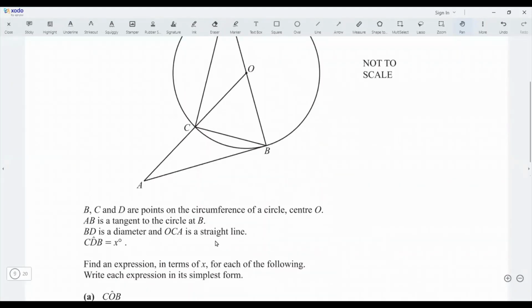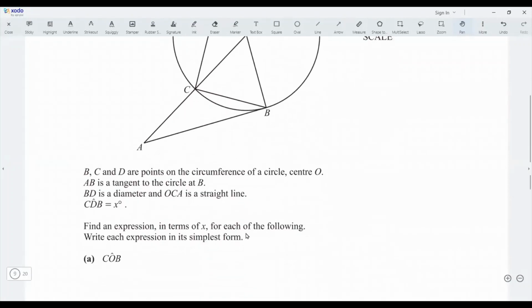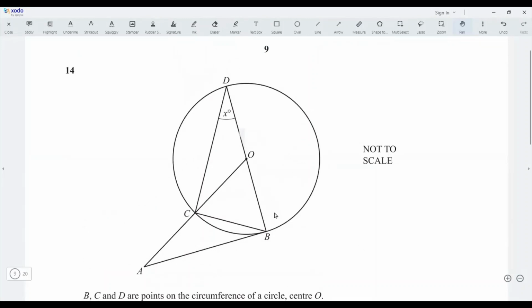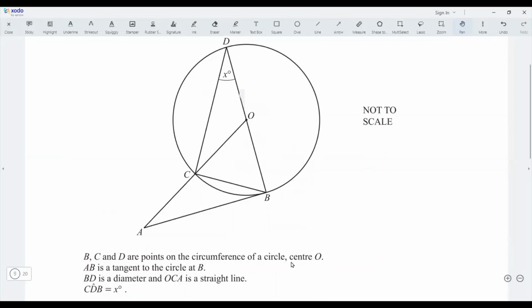So what we have to do is write down an expression in terms of x, because all the other values are not given. Expressing in terms of x. So what we have to do, COB. Where is the COB line? O is the center. Remember, O is the center. Read that question clearly, you will understand O is the center and we have to find COB.